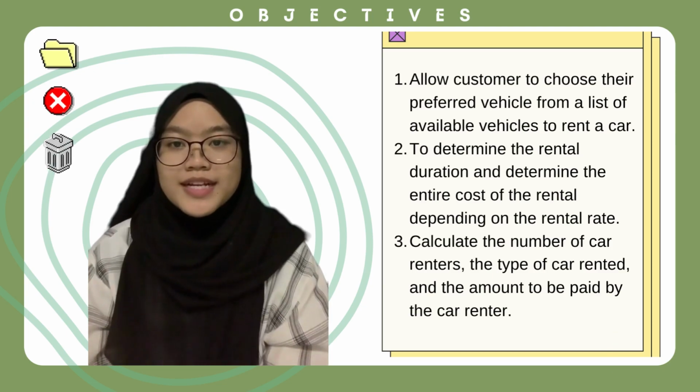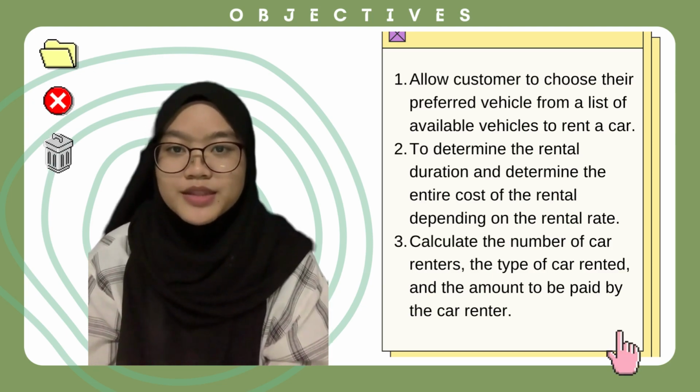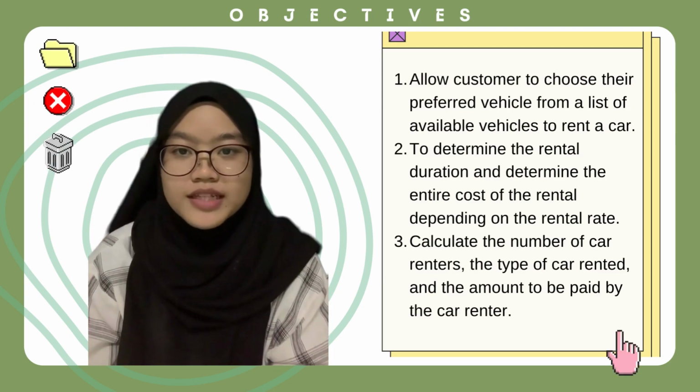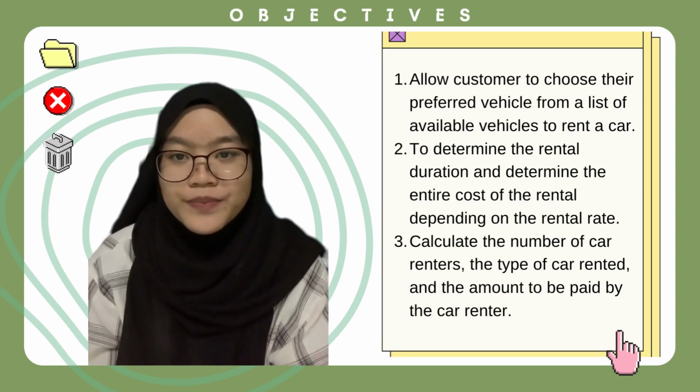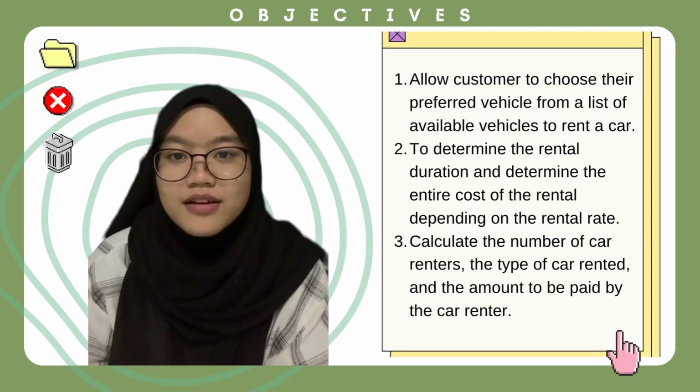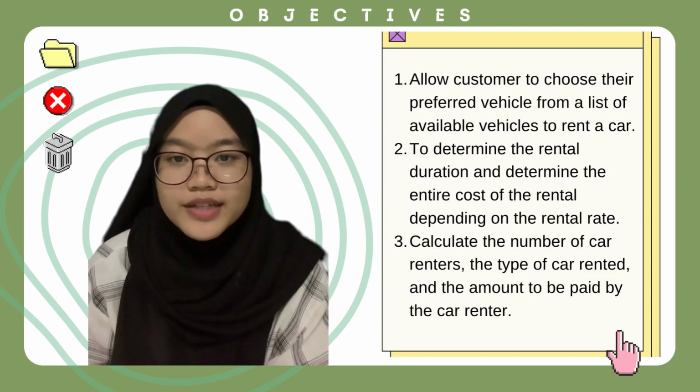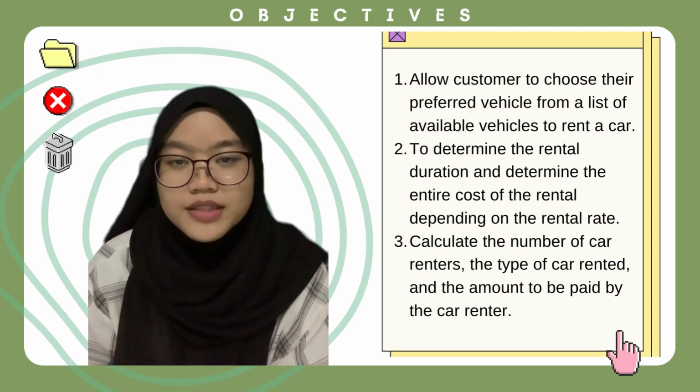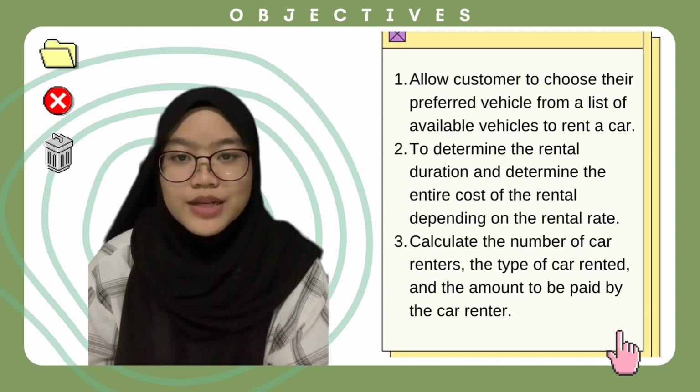For the first goal, this project gives customers the option to select their favorite vehicles from a list of available rental vehicles. Next, establish the length of the rental and the total cost including any discounts. The final step is to figure out how many automobile renters there are, what kind of cars they are renting, and how much they will have to pay.